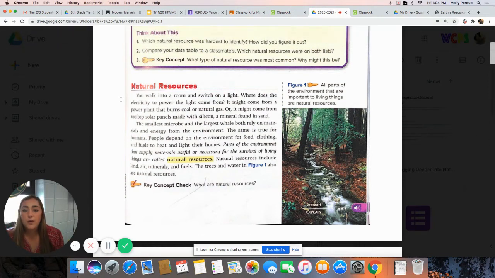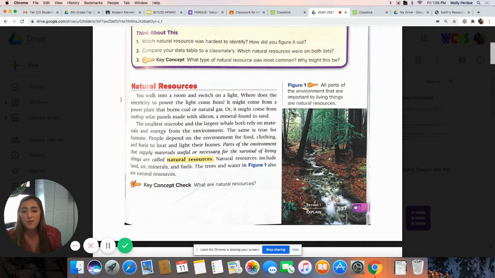You walk into a room and switch on a light. Where does the electricity to power the light come from? It might come from a power plant that burns coal or natural gas, or it might come from rooftop solar panels made with silicone, a mineral found in the sand. The smallest microbe and the largest whale both rely on materials and energy from the environment. The same is true for humans. People depend on the environment for food, clothing, and fuels to heat and light their homes.